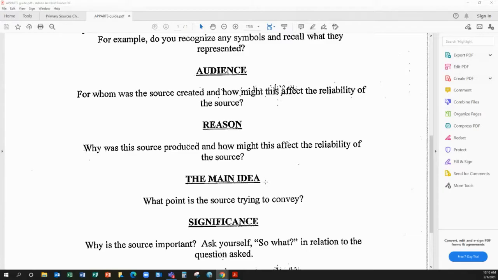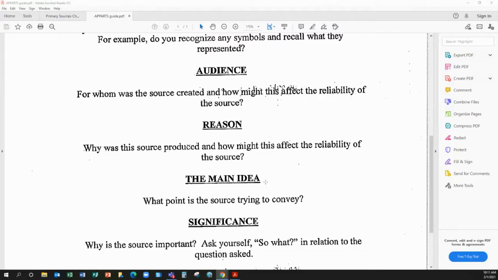On the other hand, if you're looking at a diary entry, the intended audience is nobody. The intended audience is yourself. So you might find more accurate information in a diary entry, or more personal information, than you would in a letter to your parents, for example. So the intended audience plays a big role in the reliability of the source and the information that you're getting. Okay, the reason for the document. So why is this document produced?